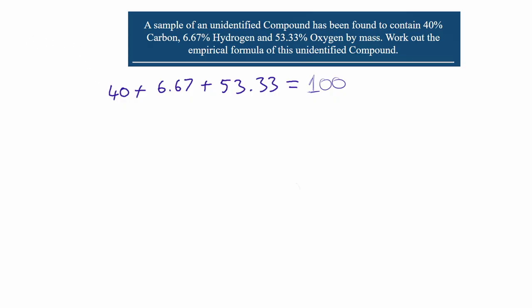So if we do that, we effectively get 40 grams. That's for carbon. So carbon is 40 grams. Hydrogen, 6.67 grams. Oxygen, 53.33 grams.